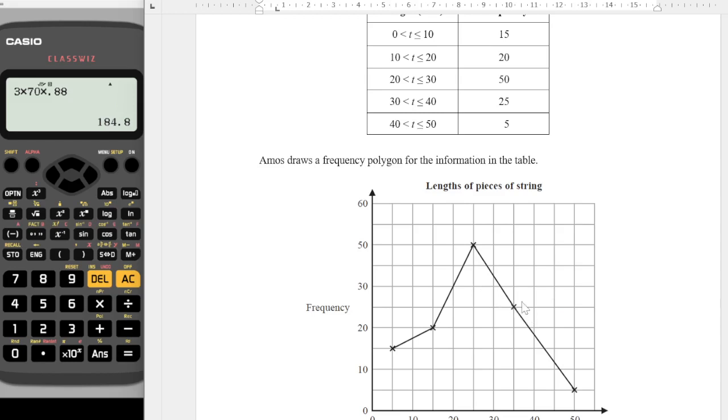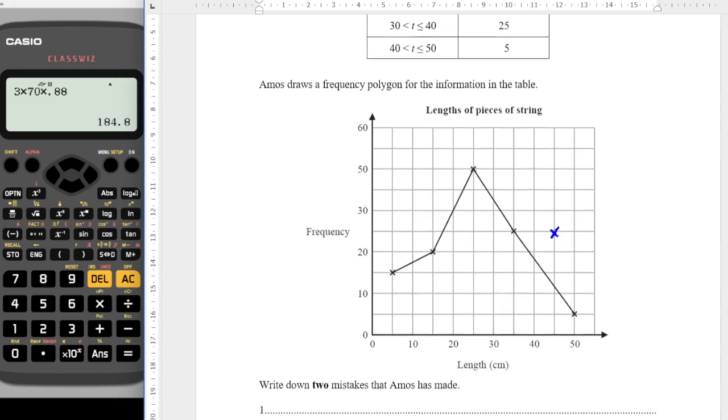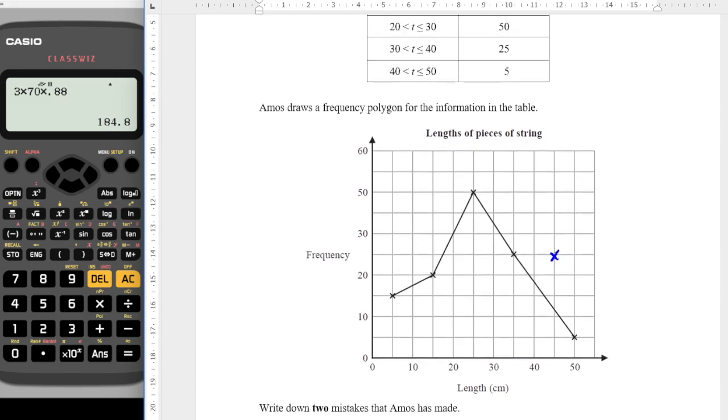Okay, so I think that the first mistake is we're missing a point. We should have, so let's just plot the point. So 40, we should have, 45 we should have plotted there. So that's one mistake. We'll come to the description of that after we've spotted the second one. So that's our first mistake. Our other mistake, so it might not be the only one, this should have been plotted here.